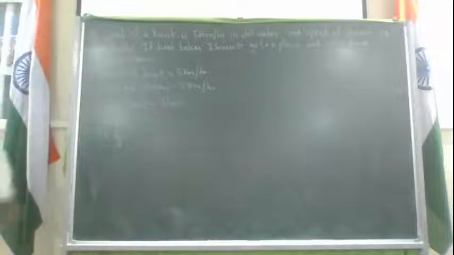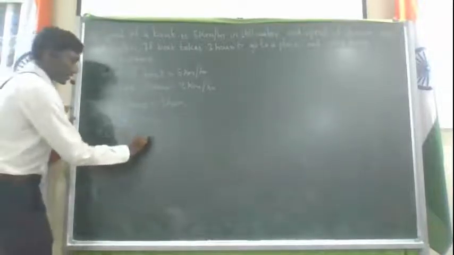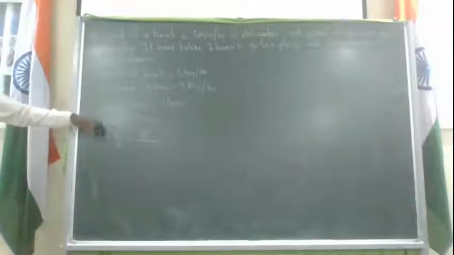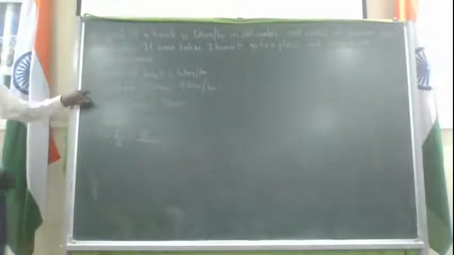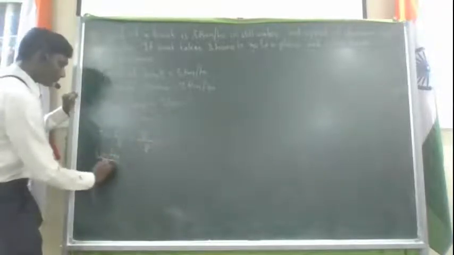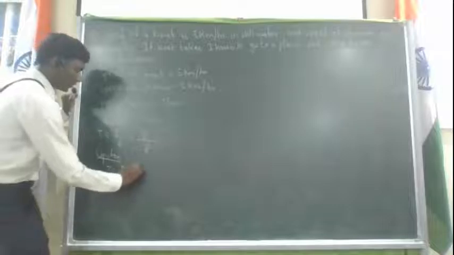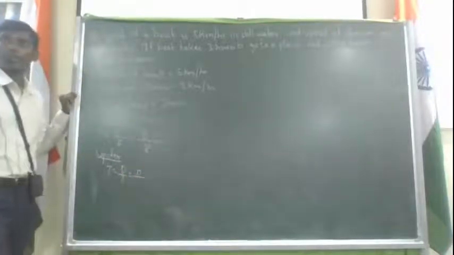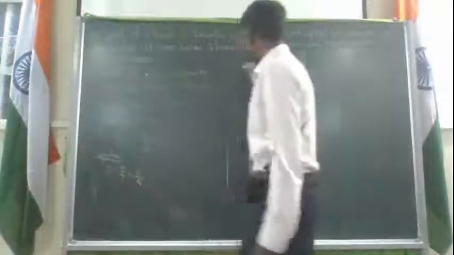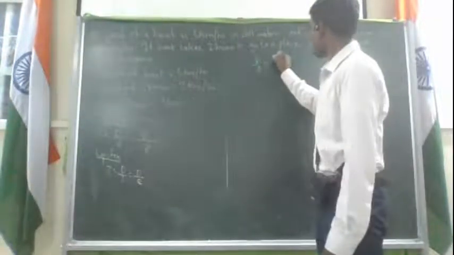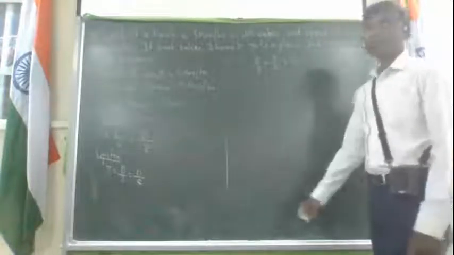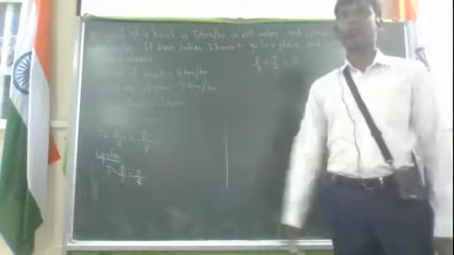Time is equal to distance by speed. I don't know the distance, write d as it is. But do you know the downstream speed? 5 plus 3, how much? 8. Now for upstream, time is equal to distance by speed, so d by 2. So now what happens? d by 8 plus d by 2 is equal to 3. Correct. Now can you solve? Can you find the value of d?